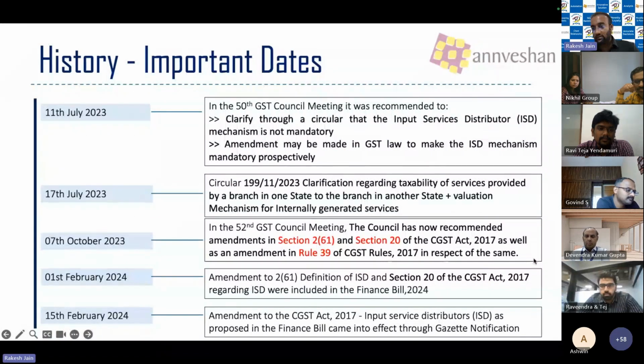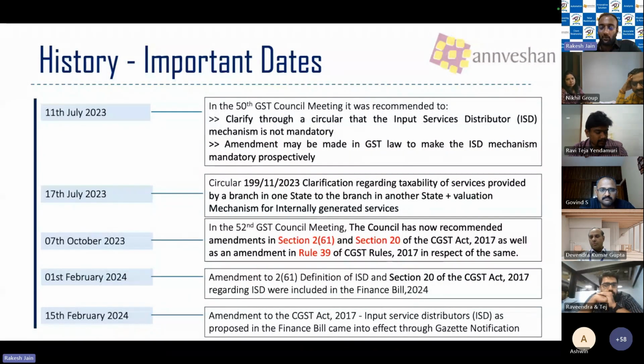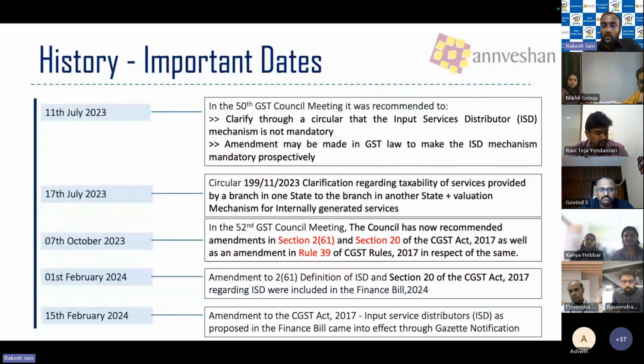Then on 7th October 2023, in the 52nd GST Council meeting, a recommendation came in the GST Council minutes to bring an amendment in the definition of ISD. Whenever I say ISD, it is input service distributor, right? They had proposed an amendment in this definition of ISD, which is Section 2(61) and Section 20 of the CGST Act, as well as Rule 39. All these three deal with ISD. That is where a proposal or recommendation came to amend these definitions and sections.